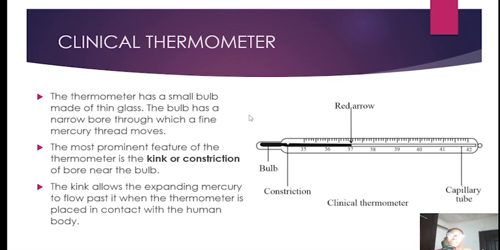The thermometer has a small bulb. You can see this is the small bulb, this is the constriction, and this is the clinical thermometer, and this is a capillary tube, and that is where this liquid will be flowing, and wherever it stops will tell us the reading of the thermometer. The most prominent feature of the thermometer is the kink or constriction near the bulb. The kink allows the expanding mercury to flow past it when the thermometer is placed in contact with the human body.